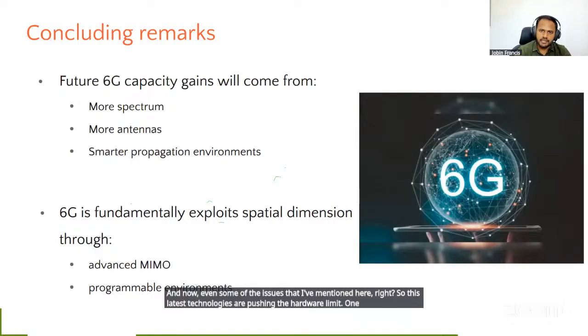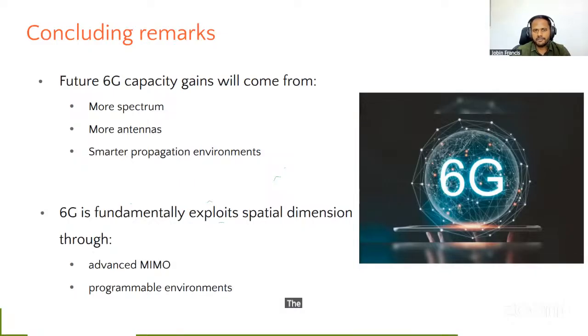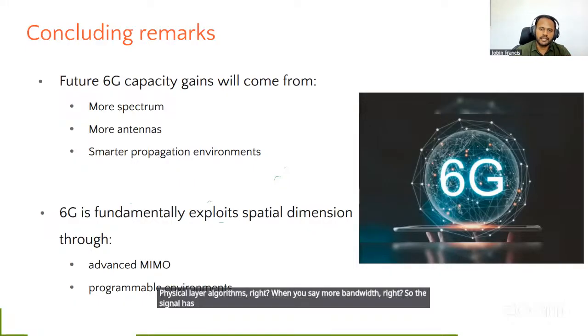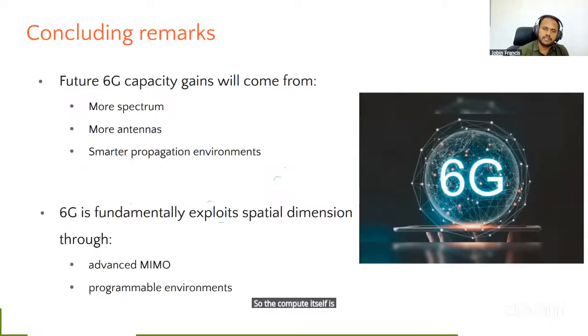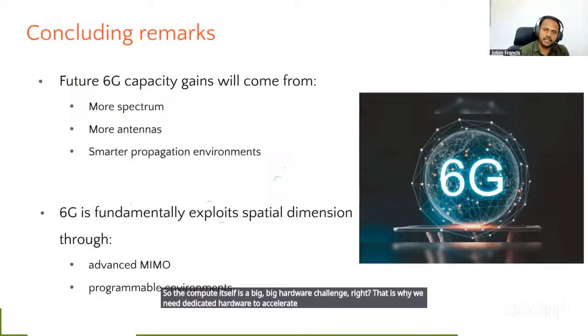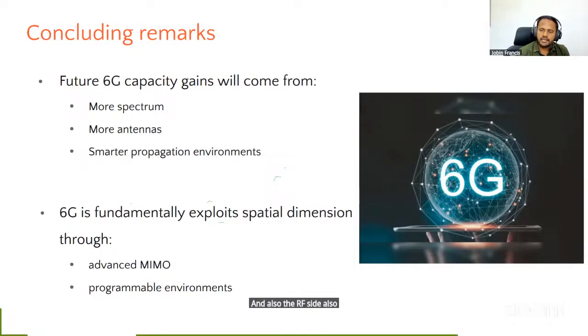One, the compute is seriously becoming a limitation here because of the sort of physical layer algorithms, right? When you say more bandwidth, the signal has to be sampled correspondingly at a higher rate, and all that equalization, basically all the associated signal processing, needs to be handled at a much higher rate. So the compute itself is a big hardware challenge, right? That is why we need dedicated hardware to accelerate. Hardware accelerators are needed to do this compute side of things. And also on the RF side, we have started moving from being communication people to RF people, so we basically work in two different directions.